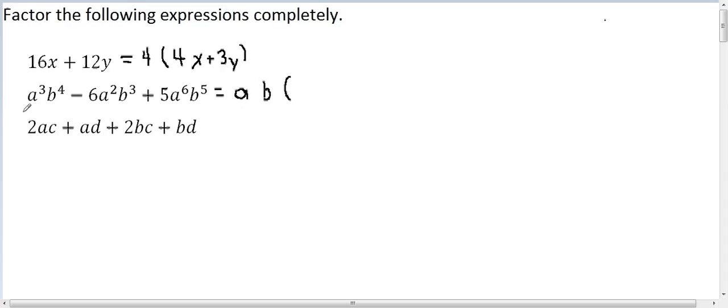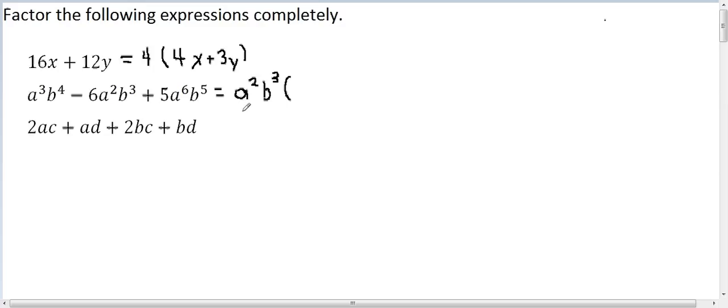If we look at just the a part of all three of these terms, we have a cubed, a squared, and a to the 6th power. The smallest exponent appears here, a squared, so that's what we should be able to factor out from all three terms. Next, if we take a look at the b and its exponents, b to the 4th power, b cubed, and b to the 5th power, the smallest exponent is 3, so we'll go ahead and factor b cubed out from this expression.